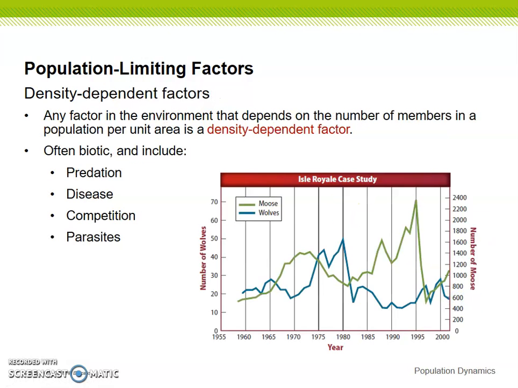Density-dependent factors are any factor in the environment that depends on the number of members in a population per unit area. These are often biotic and include predation, so the number of predators present in that area, disease, how easily the disease can be transferred from organism to organism. Competition. Are they fighting over a place to live? Are they fighting for mates? Are they fighting over food? And parasites. If you have a large population and a parasite gets into that population, they have lots of potential hosts and they are going to replicate, they're going to make copies of themselves, they're going to reproduce, and they are going to infiltrate that whole population.